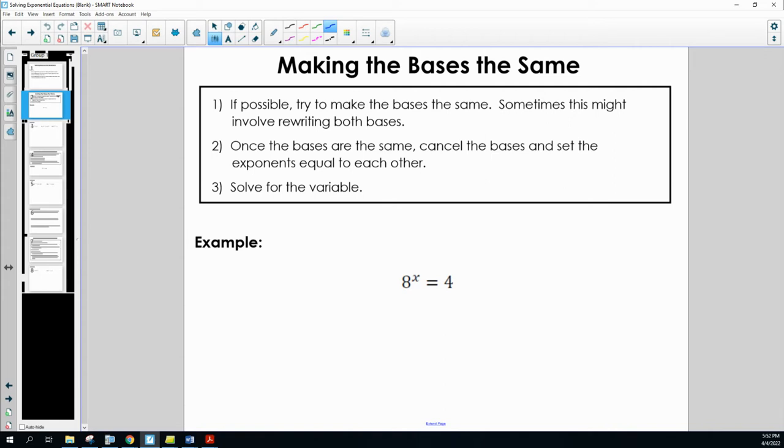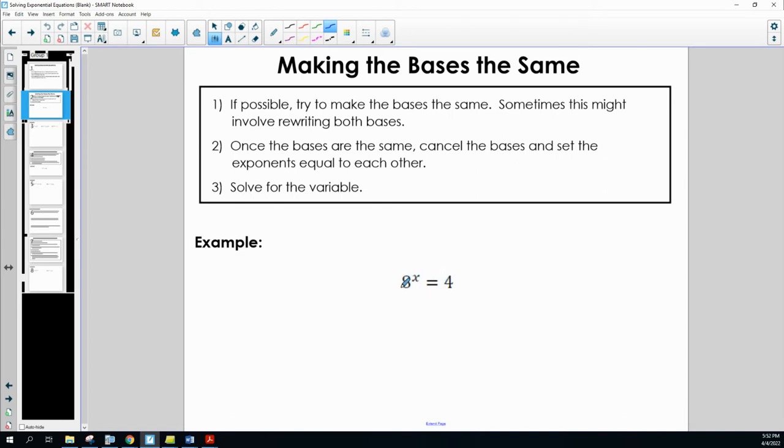Once the bases are the same, we cancel the bases and set the exponents equal to each other, and then we solve for the variable. If we look at this example here, 8 to the x is equal to 4. First we want to see, can we make the bases the same? We want to look for the smallest base, which we have as a 4 here, and see if we can make the other base, 8, have the same base as the 4.